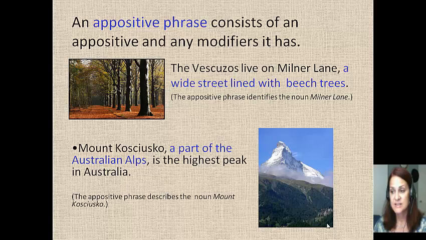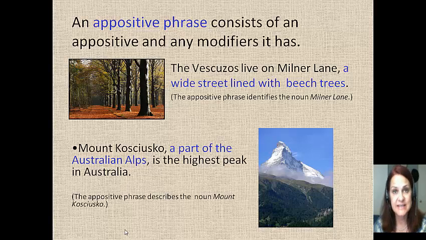So again, let's look at this. In our first example, our appositive phrase is coming at the end of the sentence. The appositive phrase identifies the noun before it. Identifies, explains, gives you more information about. It functions as a noun itself.